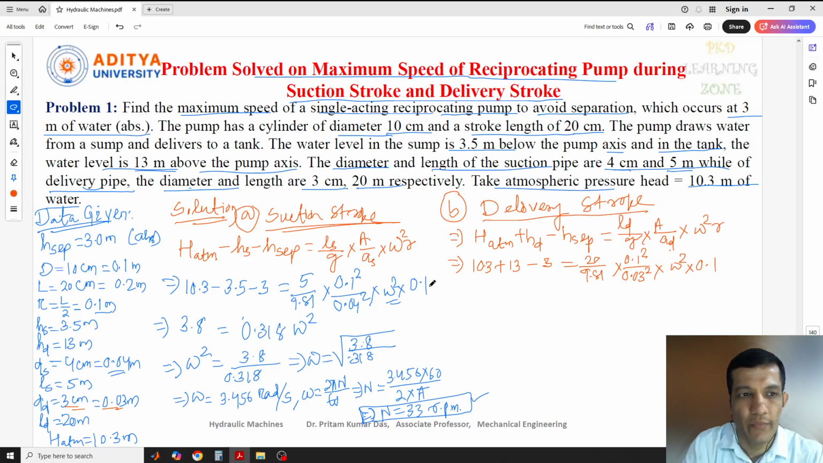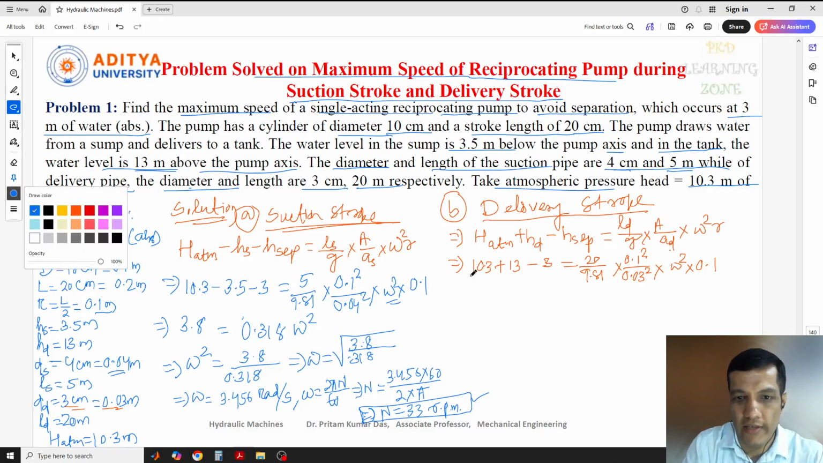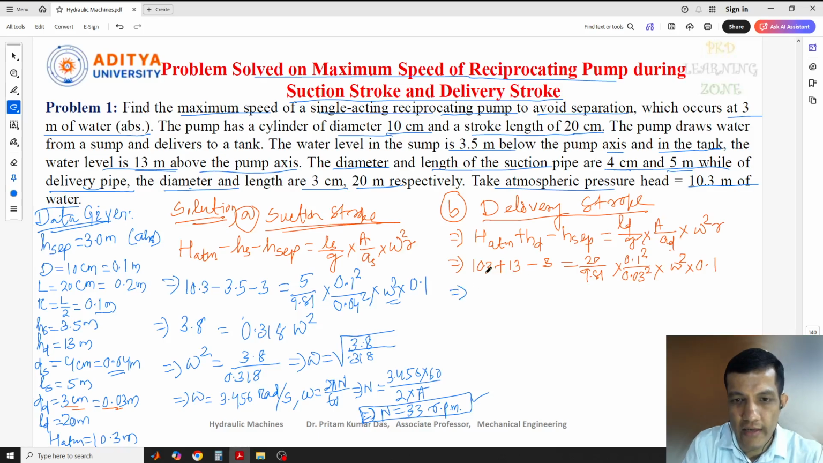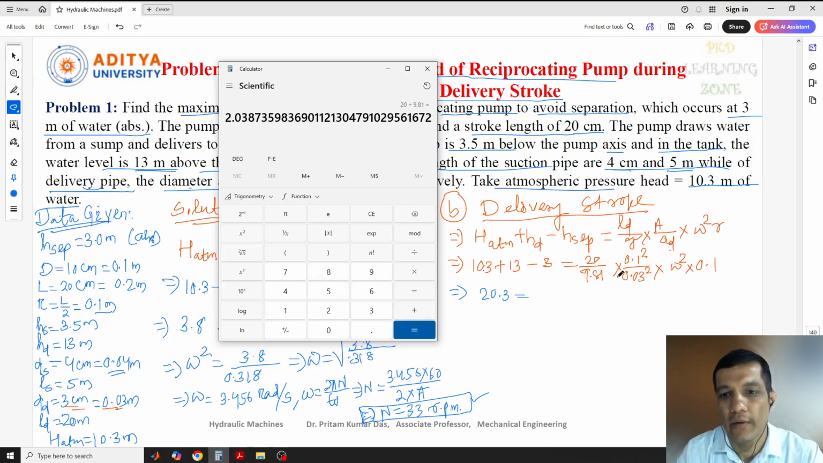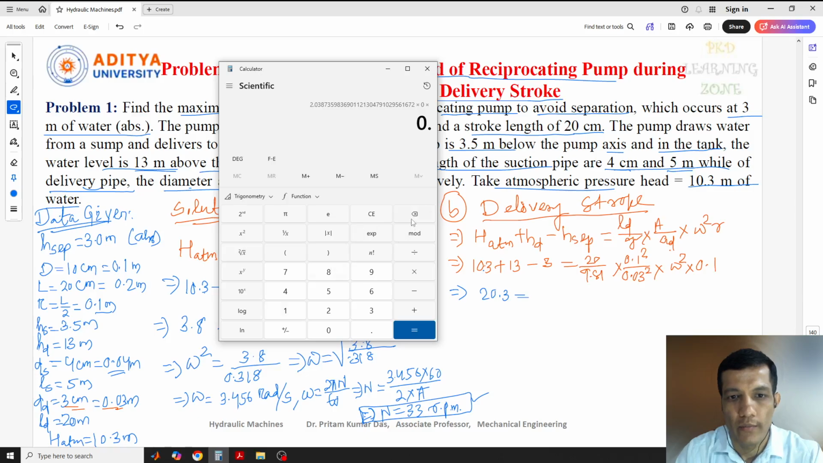Now what we need to do, again the same procedure, we just need to follow. Let's see, on the left hand side what we will get? 23.3 minus 3 is 20.3. It is very easy to find, 20.3. And on the other side, anyway, we will calculate with the help of this calculator. Let's see how much we will get here. So 20 divided by 9.81 into 0.1 to 0. Okay, no, minus. Again I've made a mistake.